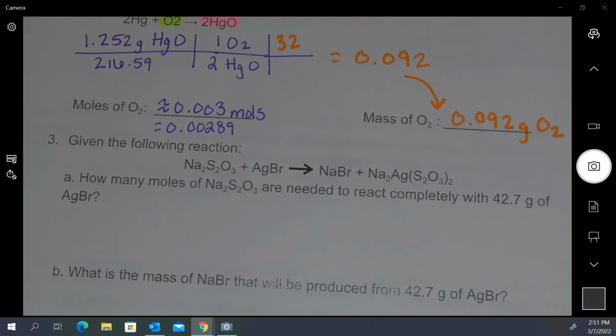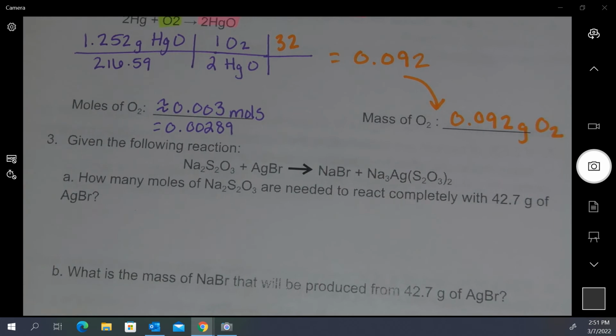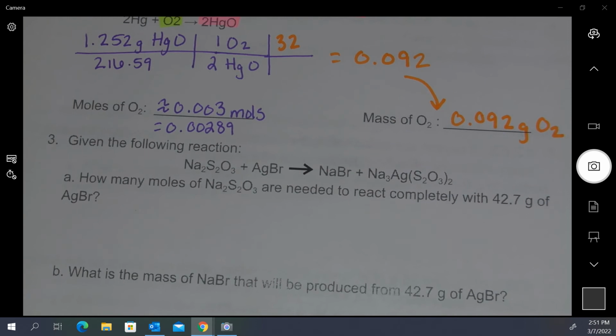Number 3 says, given the following reaction, Na2S2O3 plus AgBr becomes NaBr plus Na3Ag(S2O3)2. All right. Looking at this equation, my first question for you is, is it balanced? No, it's not balanced. In order to get it balanced, it's pretty quick and easy. What do I need to do?